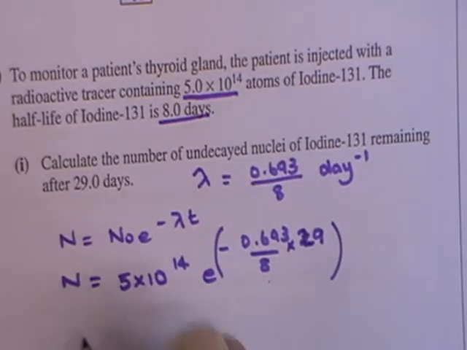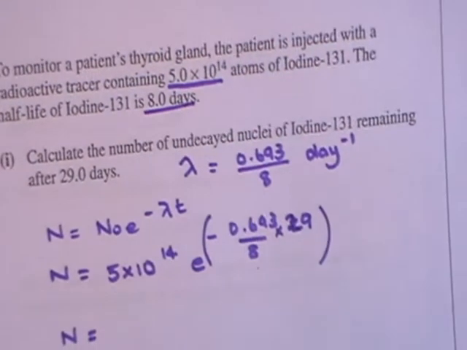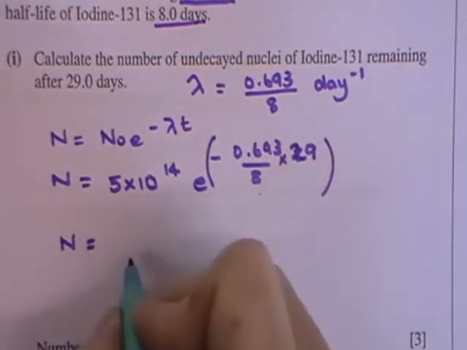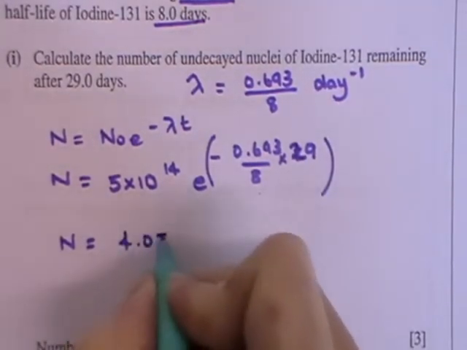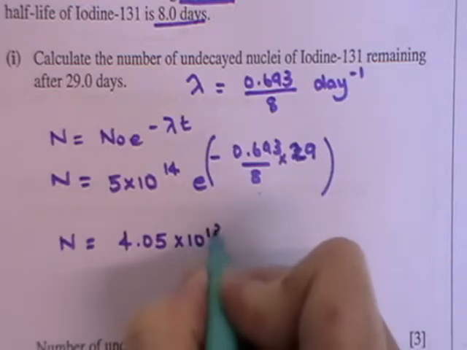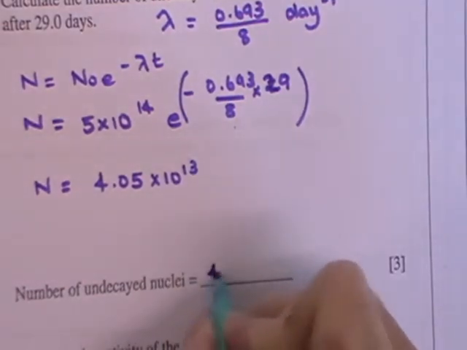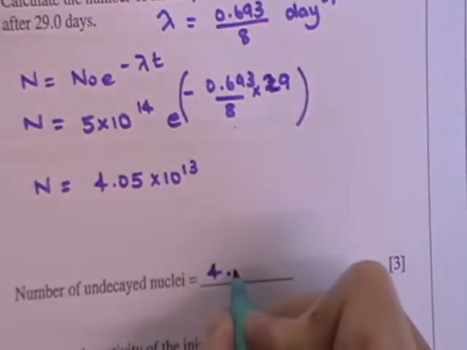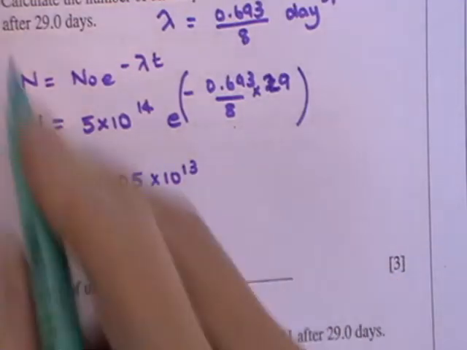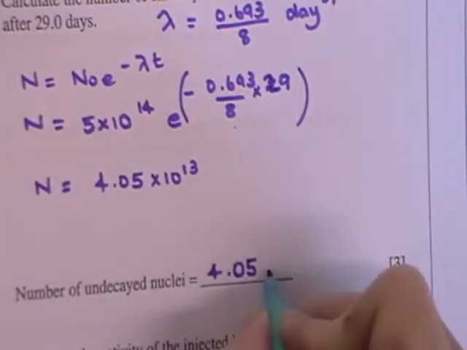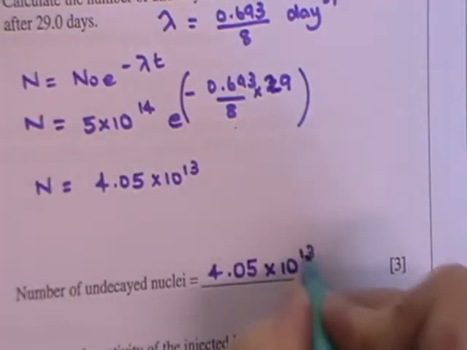And whenever you do that calculation, you end up with N is equal to 4.05 by 10 to the 13 nuclei. So the days to the minus 1 and the 29 days cancel each other out. So they actually leave it to 3 significant figures, so 4.05 by 10 to the 13.